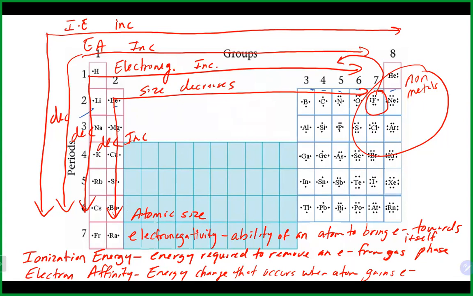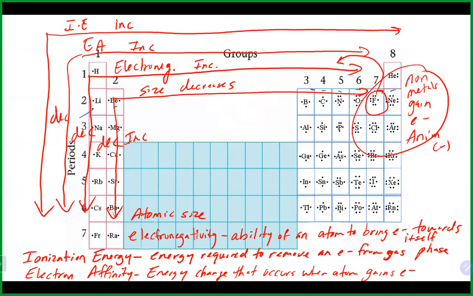So all those things are typically what we see with nonmetals. They pretty much want to hang on to their electrons. They want to bring electrons towards themselves. And they are typically the ones that like to gain electrons because of that. That's why when they do become ions, they become anions, negatively charged, because they like to gain those electrons.